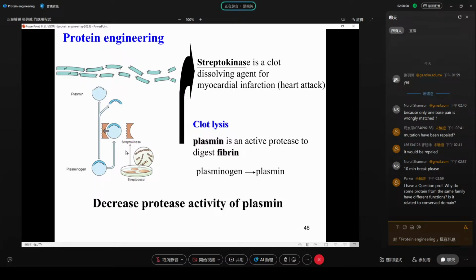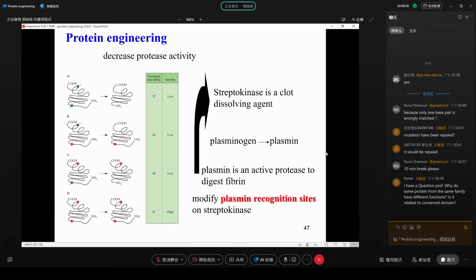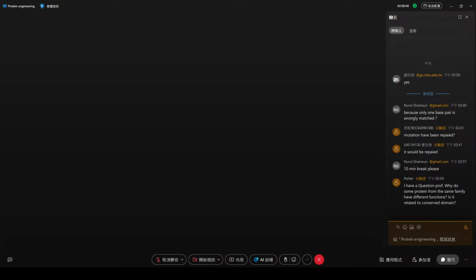But after you do the mutagenesis on streptokinase, so that plasmin no longer recognizes it, they no longer go back to digest streptokinase. So it will survive, and the whole process will continue to work as a clot dissolving agent for any fibrin accumulation. Okay, so just modifying the plasmin recognition site on streptokinase will be good enough.